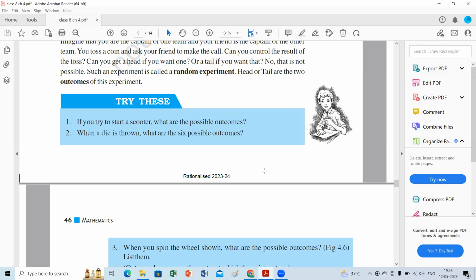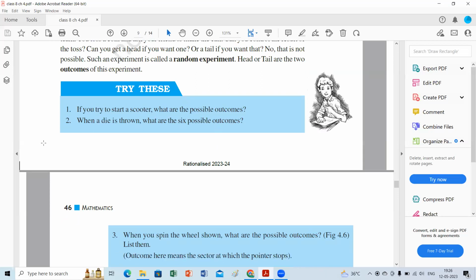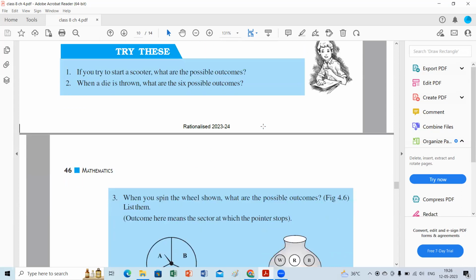So coming to if you start a scooter, what are the possible outcomes? The scooter is either going to start or would fail to start. Coming to the second one, a die is thrown. What are the 6 possible outcomes? Maybe 1, maybe 2, maybe 3, maybe 4, or maybe 5 or 6.